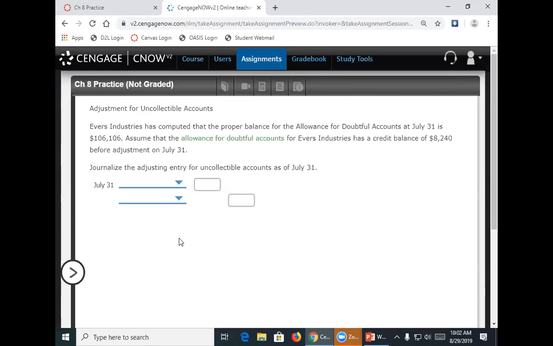97,866. And how did you get that? I just subtracted 8,240 from 106,106 as the credit. Very good. So in that case, we had a credit balance before the adjustment. We want it to be 106,106. So we take 106,106, fun to say, right? Minus that existing credit balance of 8,240. So our adjusting entry amount should be 97,866. Does that make sense?